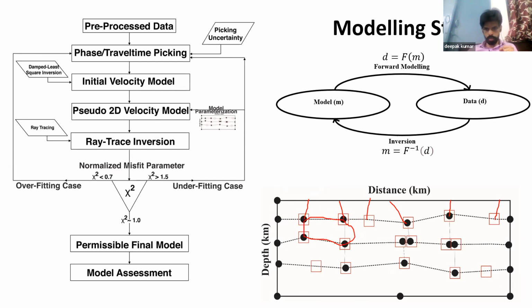This is one trapezoid. So we try to find the velocity and depth of this, then velocity and depth of this, and the velocity and depth of this, and velocity and depth of this, and then we try to compute the velocity for the middle point also.